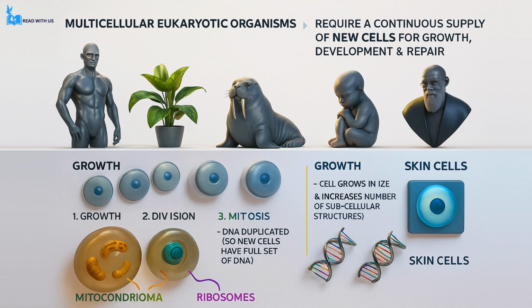There are three main stages in the cell cycle that you need to understand. These stages are growth, during which the cell increases in size and produces more subcellular components such as mitochondria and ribosomes, then DNA replication, where the genetic material is duplicated so that both resulting cells will receive a complete copy, and finally the actual division phase, which includes mitosis followed by cytokinesis.